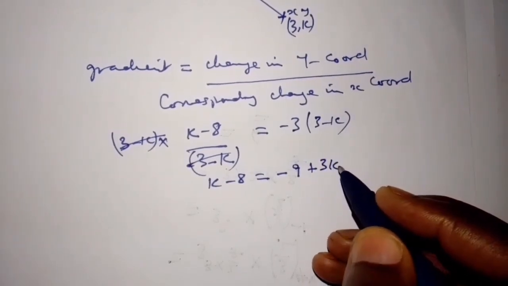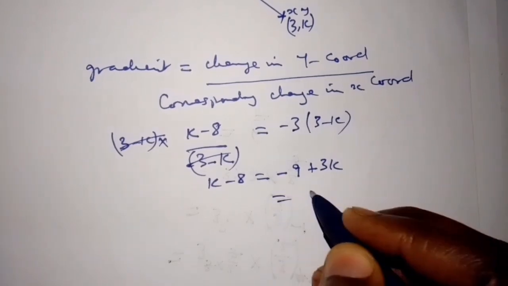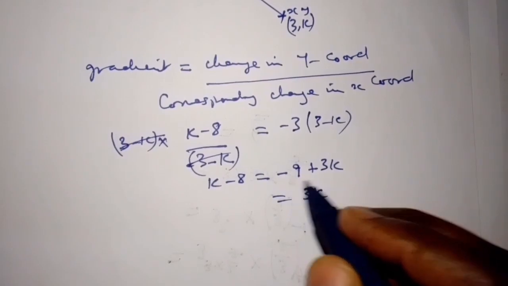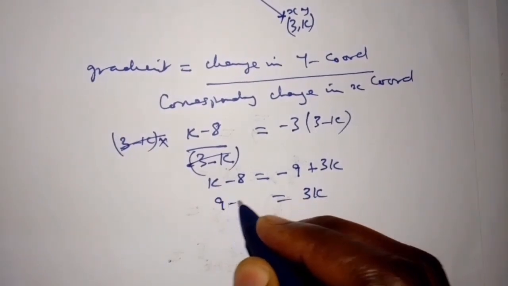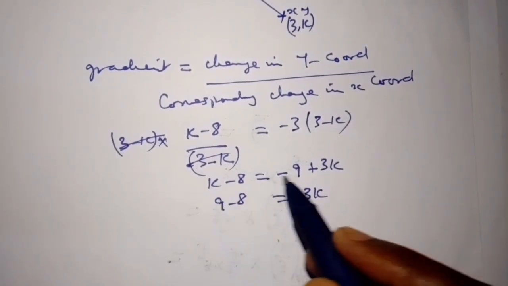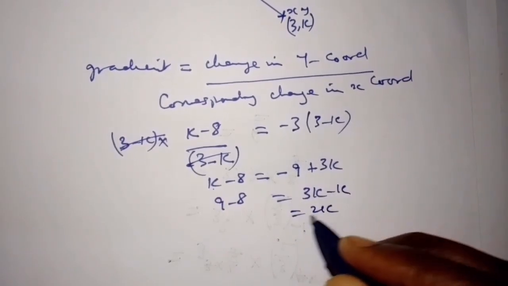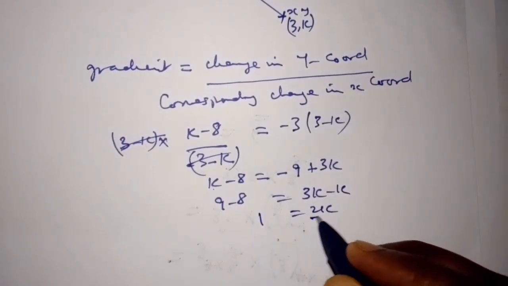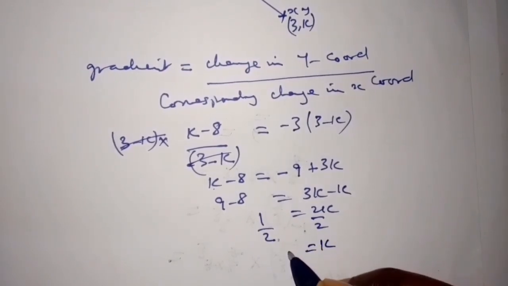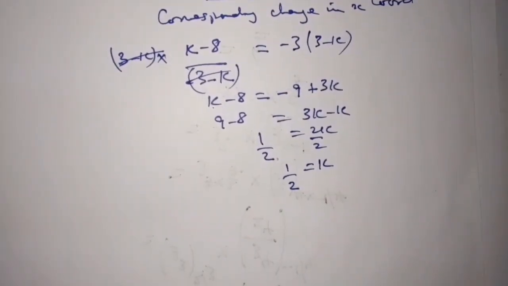So here we can say that this is 3k, we can bring -9 this other side, it becomes +9 minus 8 is equal to 3k. We bring positive k this other side, it becomes a -k. 2k is equal to 1. We can divide by 2. k is equal to 1/2. So the value of k is 1/2.